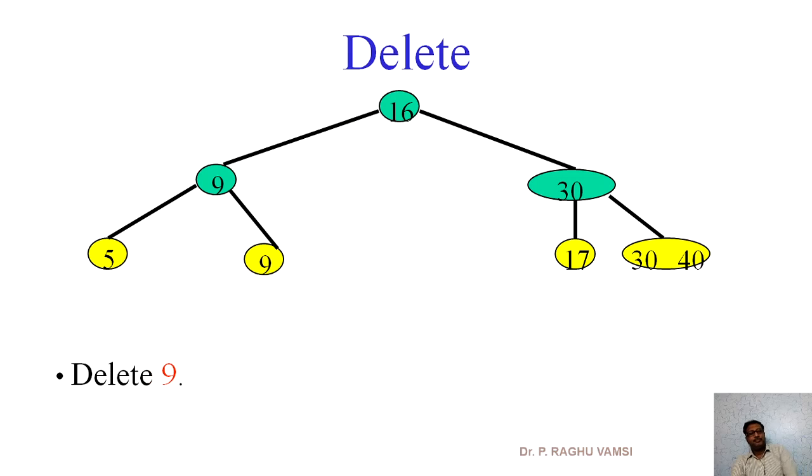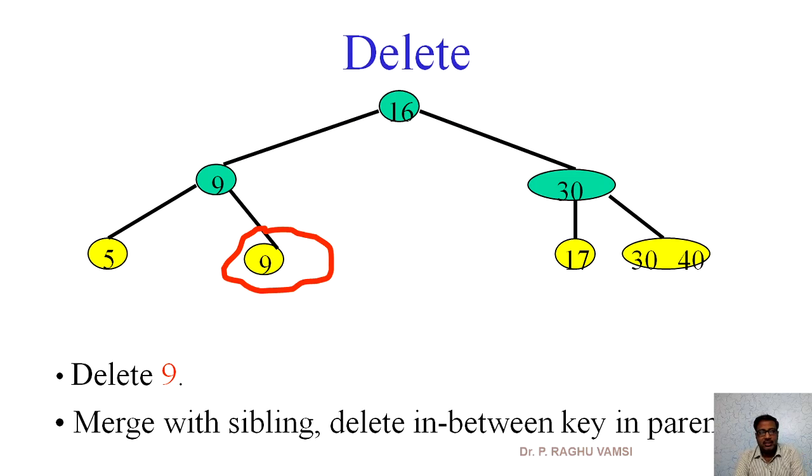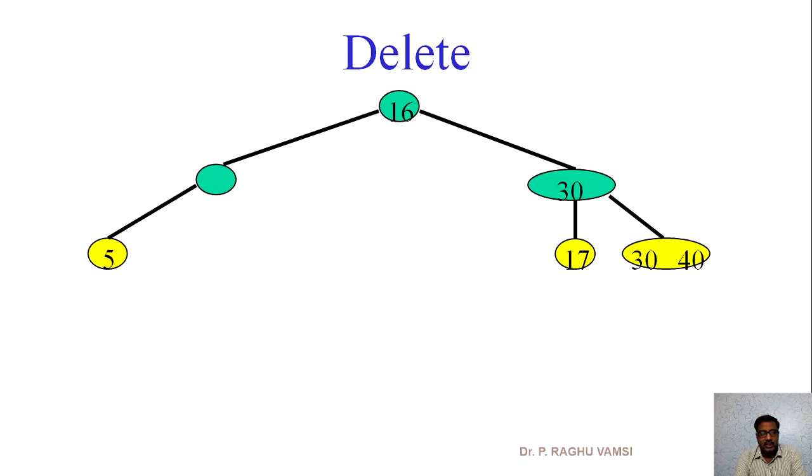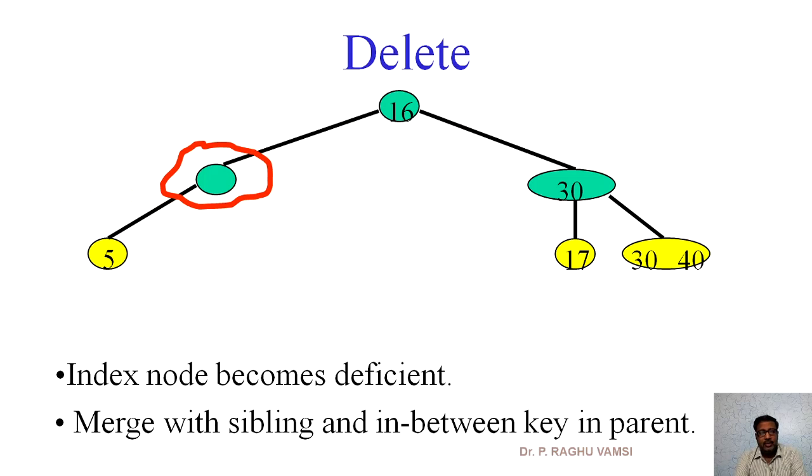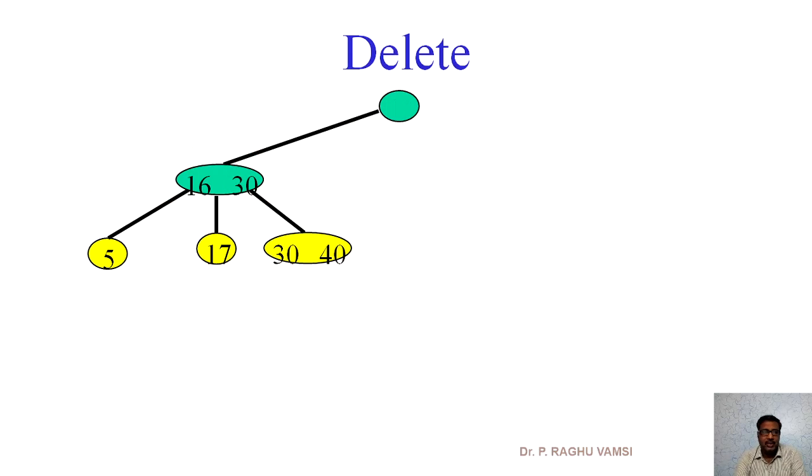Delete 9. This is the deletion of 9. So whenever you delete 9, obviously it must have some sufficient number of elements. Here we don't have sufficient elements. So merge with the sibling, delete in-between key in parent. So delete it. So the index node becomes deficient. So in such cases, what are you supposed to do? Merge with the sibling in-between the key parents.